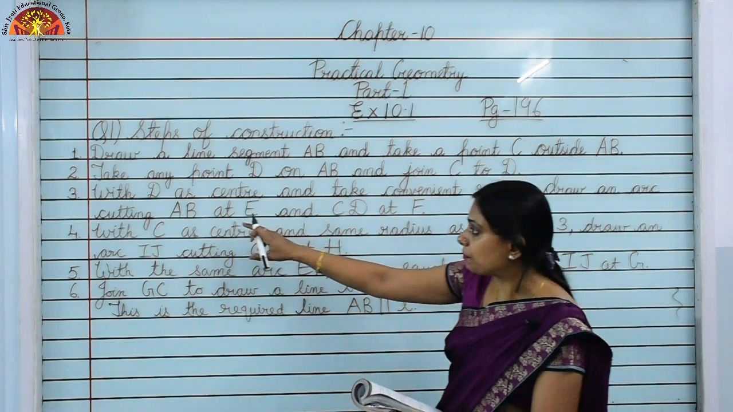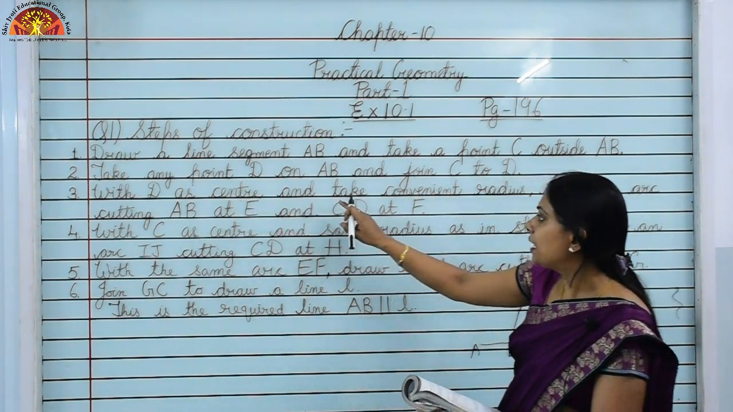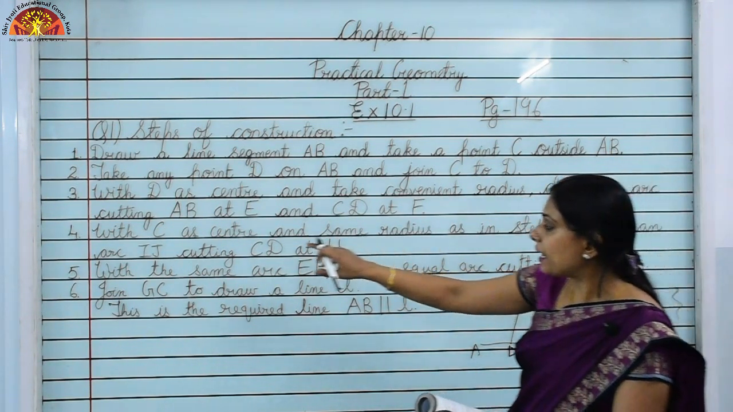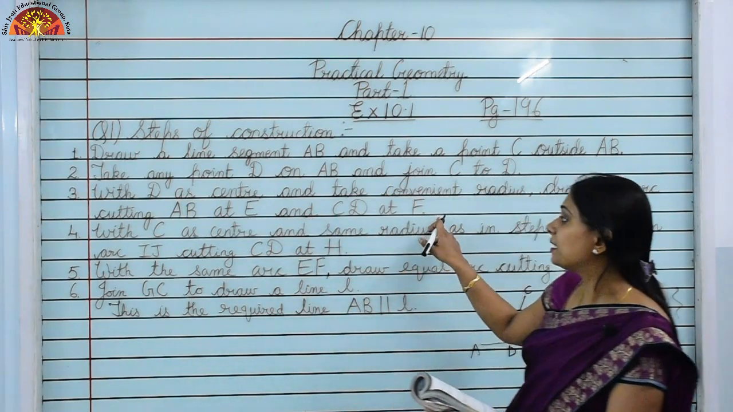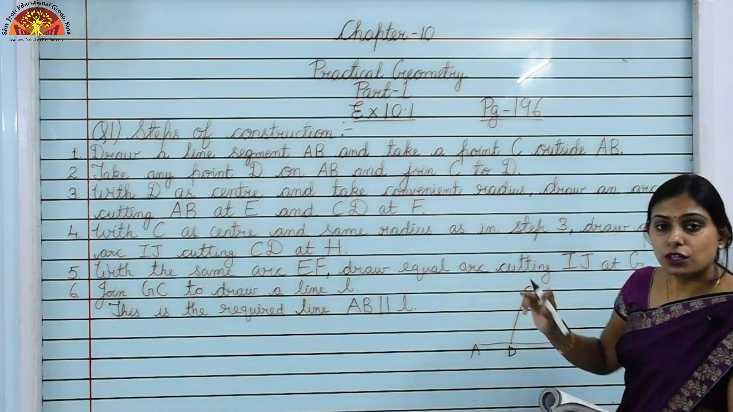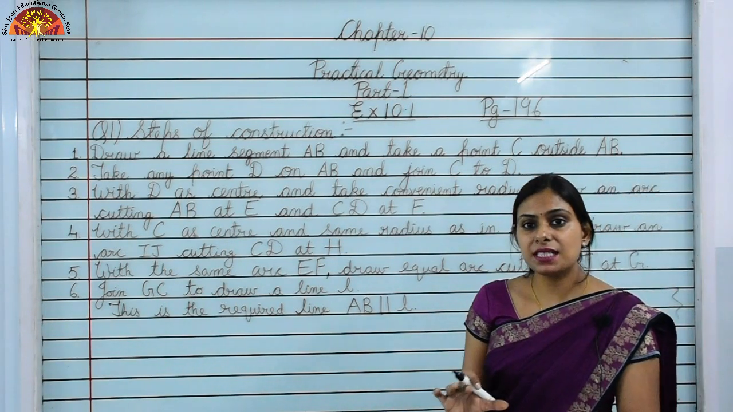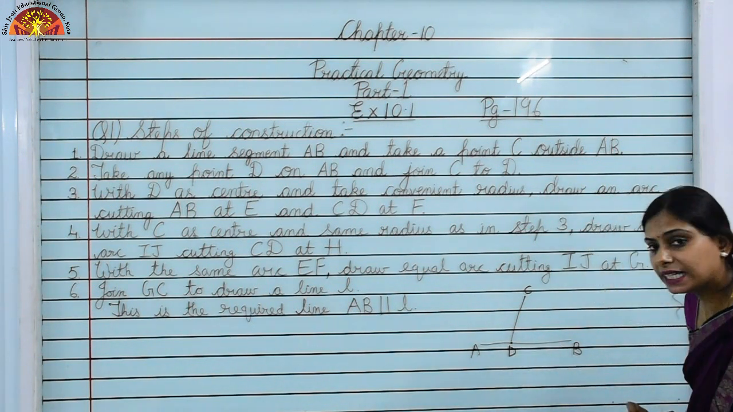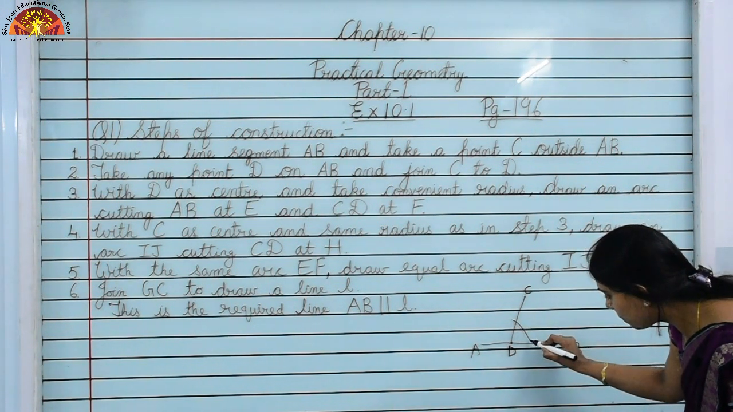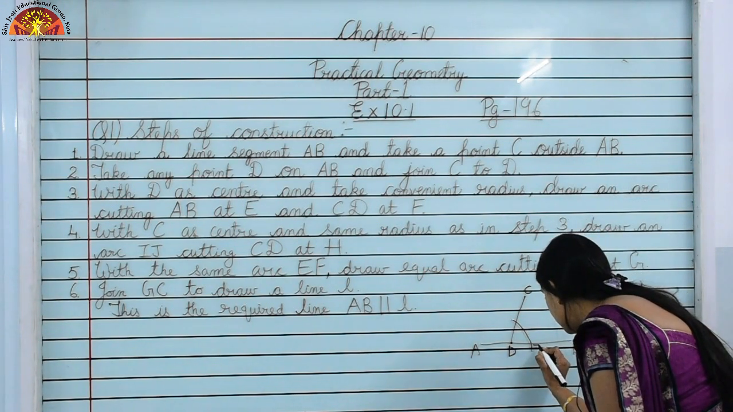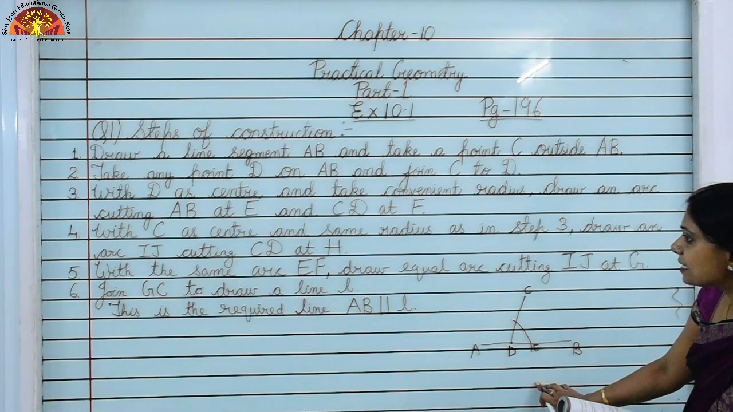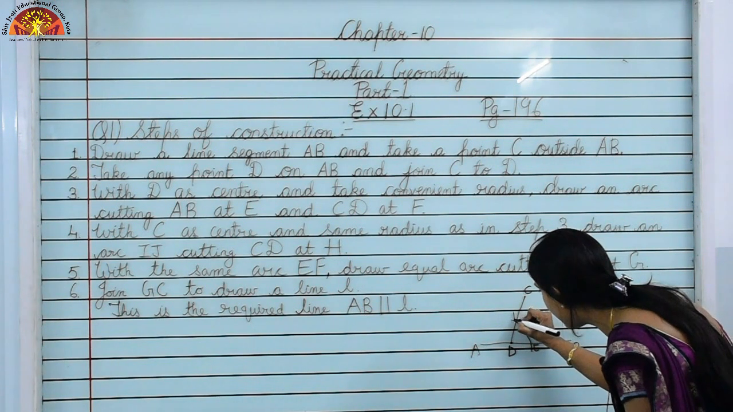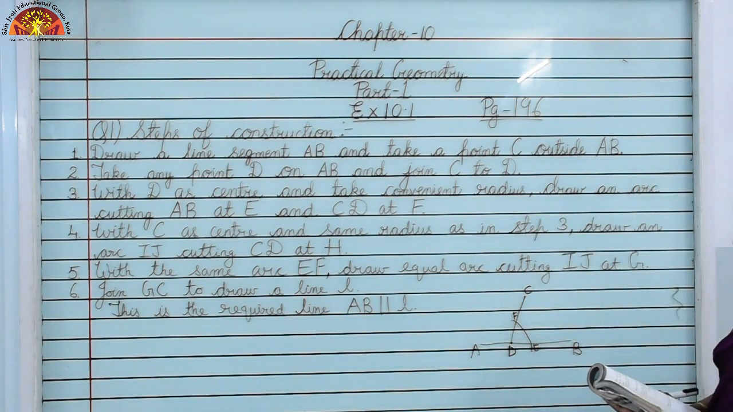Now just see the third step. With D as center and a convenient radius, draw an arc cutting AB at E and CD at F. Now what you have to do, just open your compass and take any convenient radius and keep your compass needle at point D. Just draw an arc cutting AB at E and CD at F. So this is the arc EF.